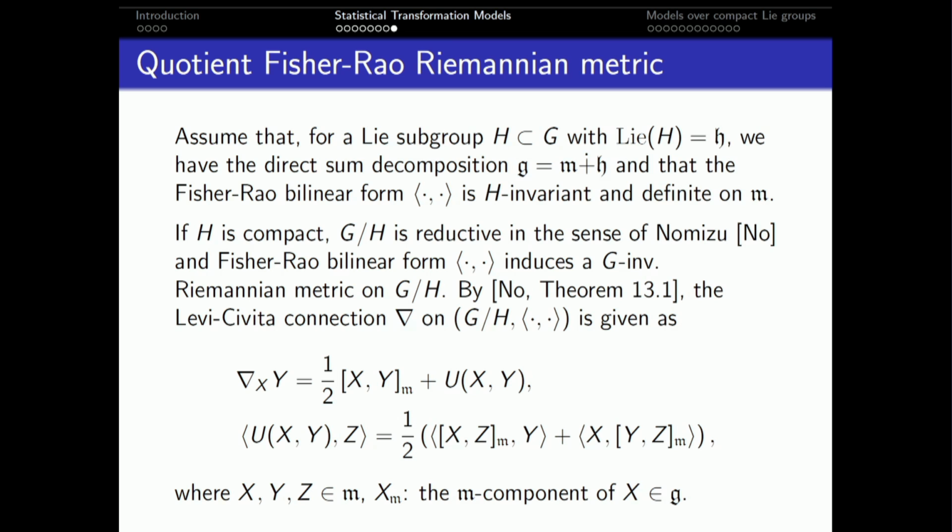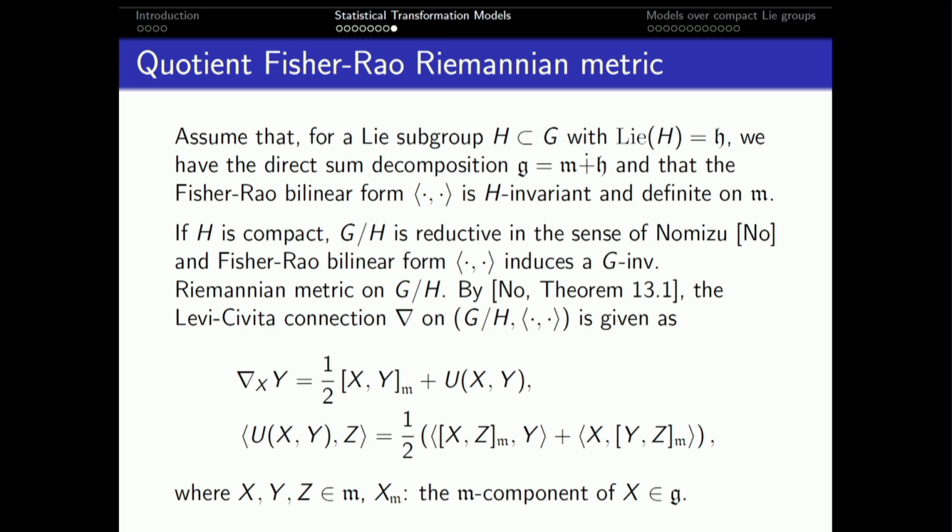And this is basically formulated by the general result by Nomizu, given in the 1950s. Using his theorem, we can even describe the Levi-Civita connection on this quotient G over H in a rather explicit manner, like in this formula.